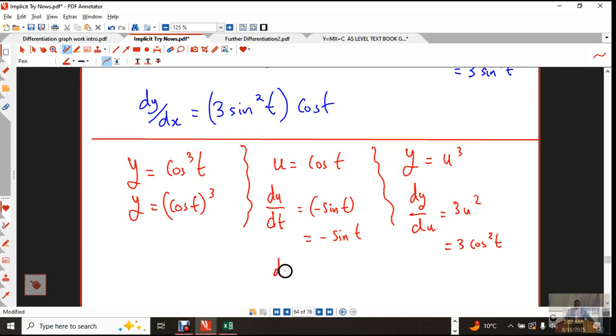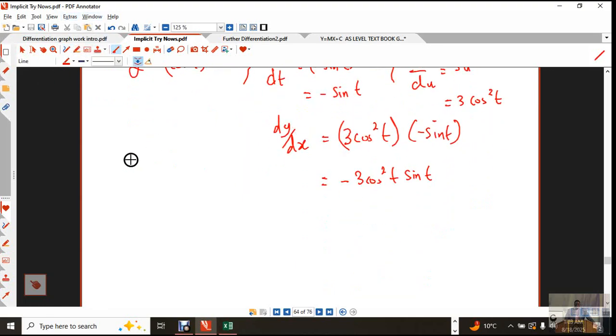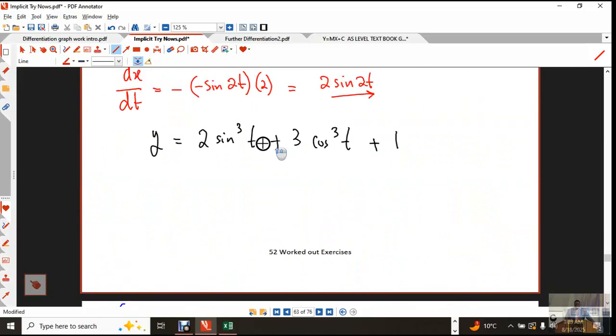Right, so now I can join them. dy/dt for this particular one is 3 cos squared t multiplied with minus sine t. I can clean it up a little bit: it's going to be minus 3 cos squared t sine t. I think I have done the bit that I could do. So at the end of the day, from the original equation, let's just bring y back as it was.